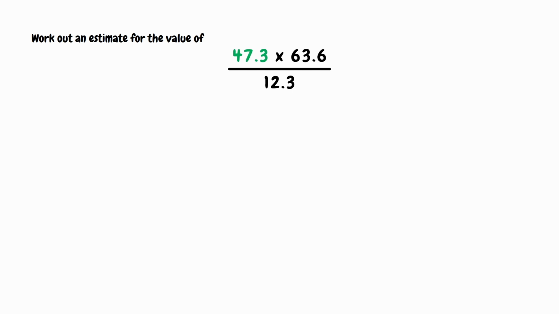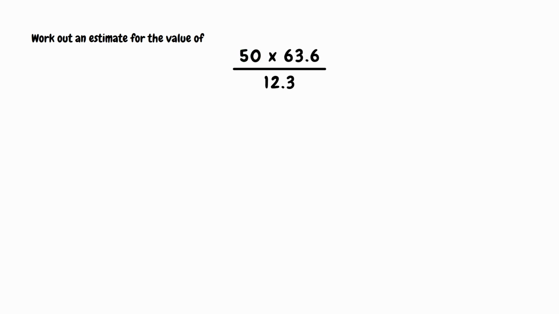So starting with this 47.3, I want to round it to one significant figure. The first significant figure would be the first digit that isn't a 0, and in this case it's the 4. So we've got to make a decision now: will that 4 remain as a 4 or round up to a 5? Well, we look to the digit to the right, which is a 7, so that means the 4 is actually going to round up to a 5, and then the rest of the digits we replace with a 0. So 47.3 would actually round up to 50.